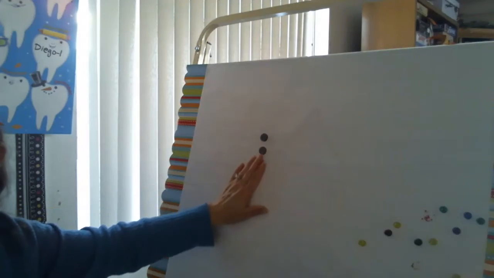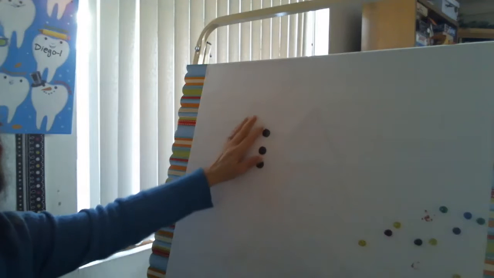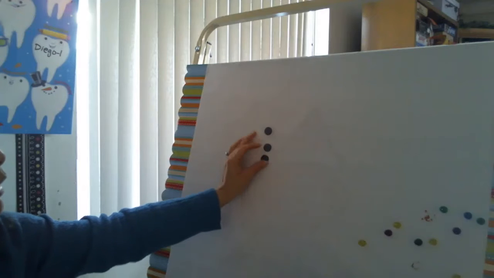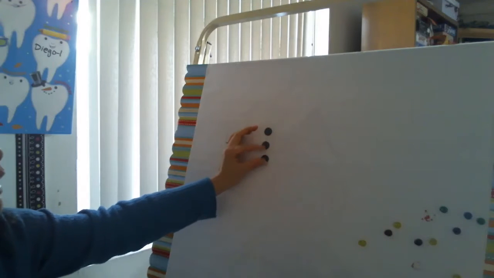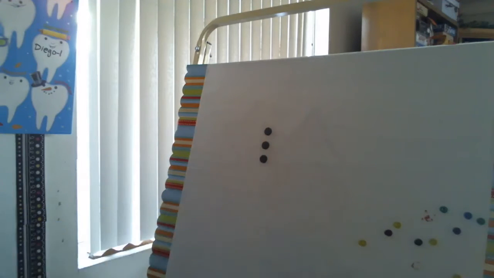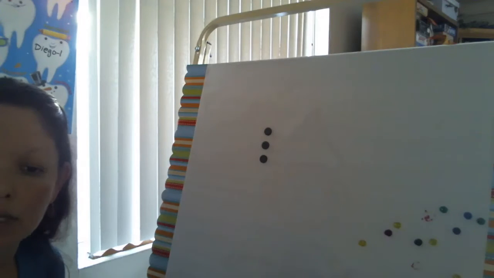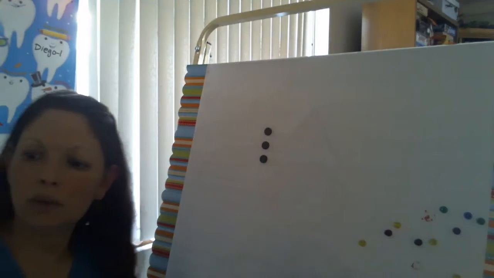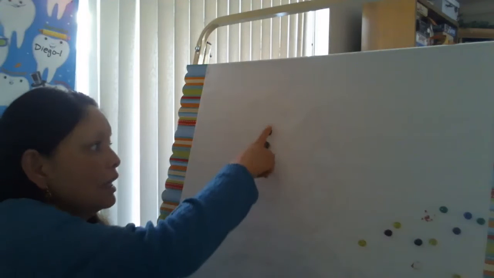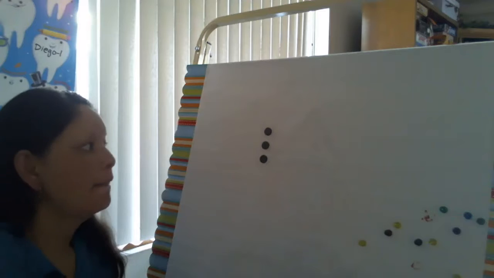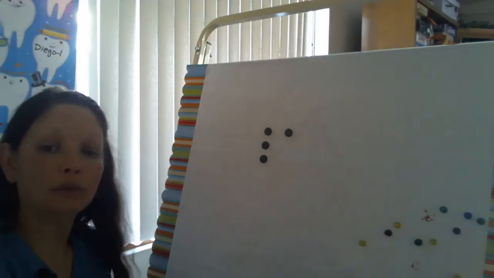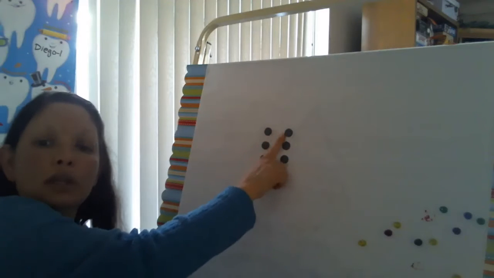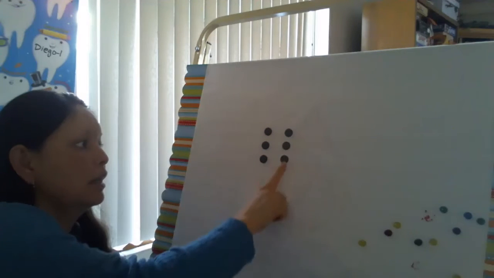I want to show you, this is how many? 1, 2, 3, right? If I want to put an equal number of magnets, how many would that be? If I want to put an equal amount, it would be 3. That is the same. Each one would have a partner, right? It would be the same.